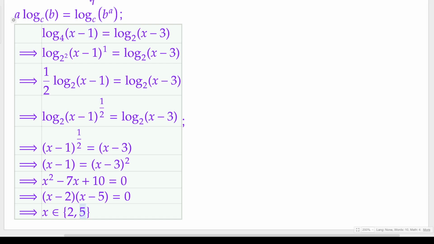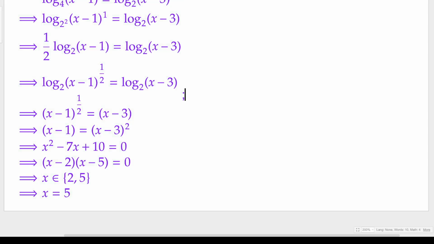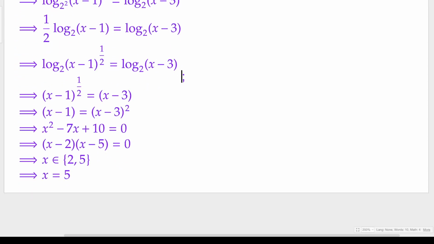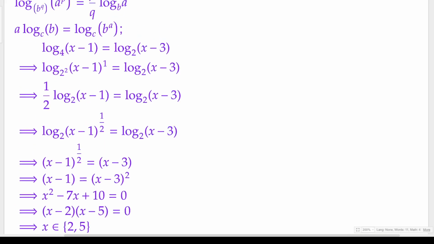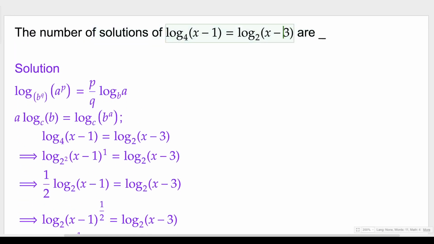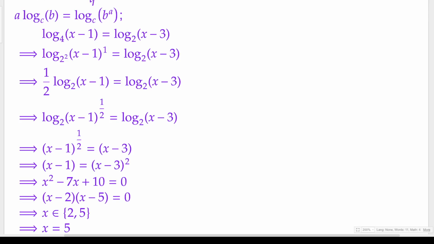But if you see 5 minus 1, that is 4, positive, and 5 minus 3, that is 2, so the logarithmic factors remain defined. So we can say that x will be equal to 5 because 2 is rejected, because of the domain issues. From this we can say that the number of solutions is equal to 1. In a hurry we can report the answer as 5, but that is wrong. Make sure it is not asking for the value of x, it is asking for the number of solutions. So please do not report the answer as 5. There is only one real solution that can be accepted for this equation.